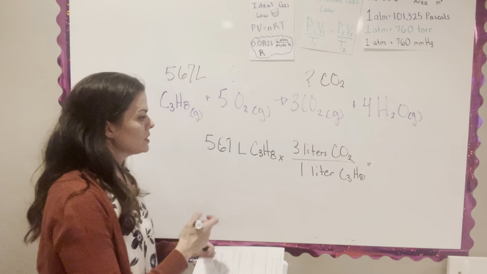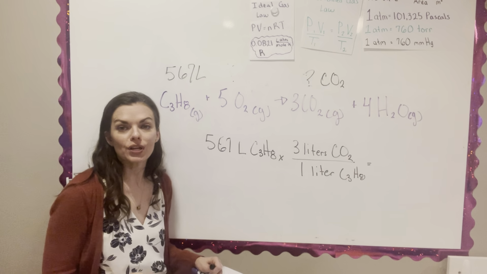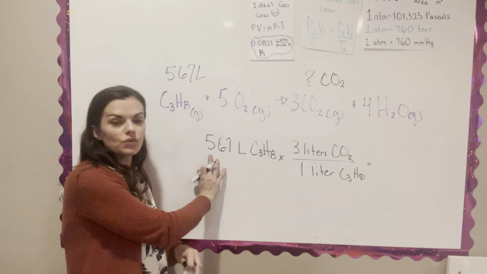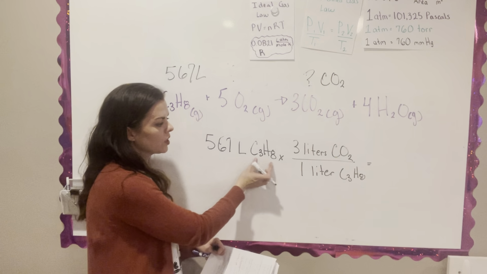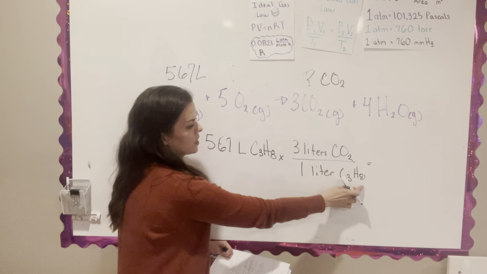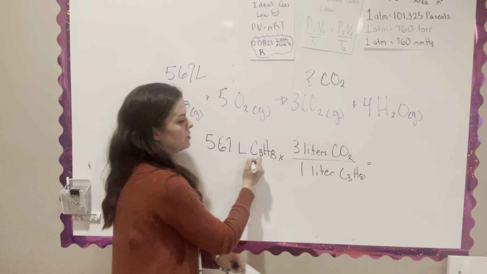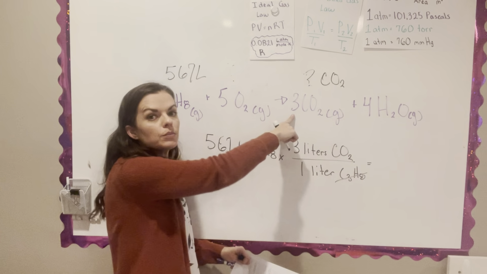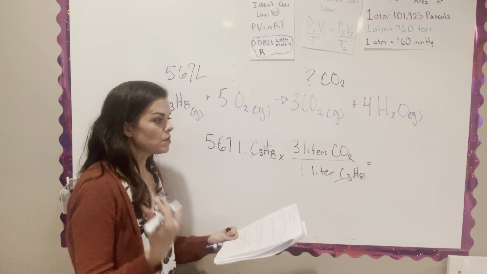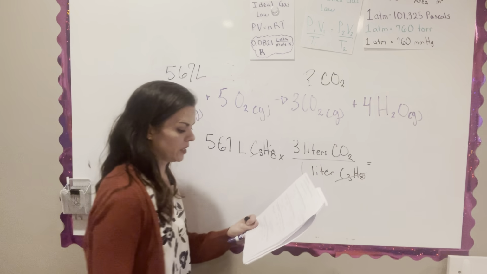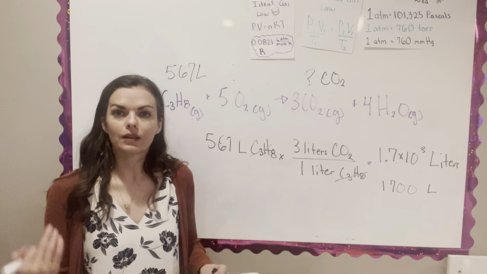Since I know that the temperature and pressure stay the same, I can use the coefficients to calculate the volume. I'm starting with 567 liters of propane, and I'm going to put the coefficient of propane on the bottom, which is a 1 here. Put the 1 here, so that can cancel out. And I put a 3 on top because there's a 3 in front of the carbon dioxide. So you're just going to take 567 and multiply it by 3, and that's going to give you your liters. You get 1.7 times 10 to the third, or 1,700 liters.